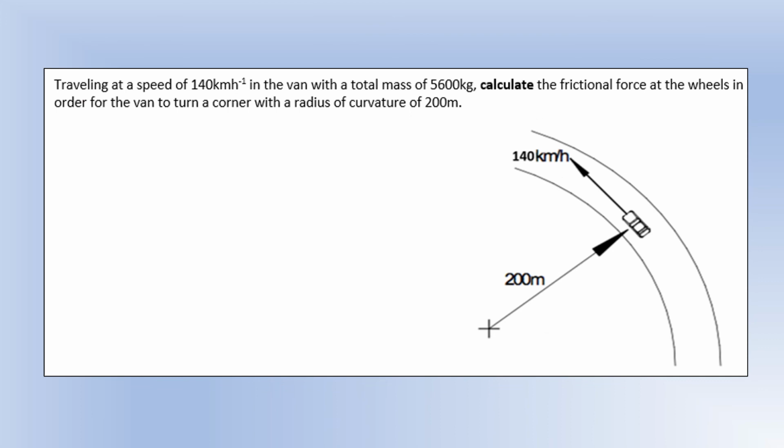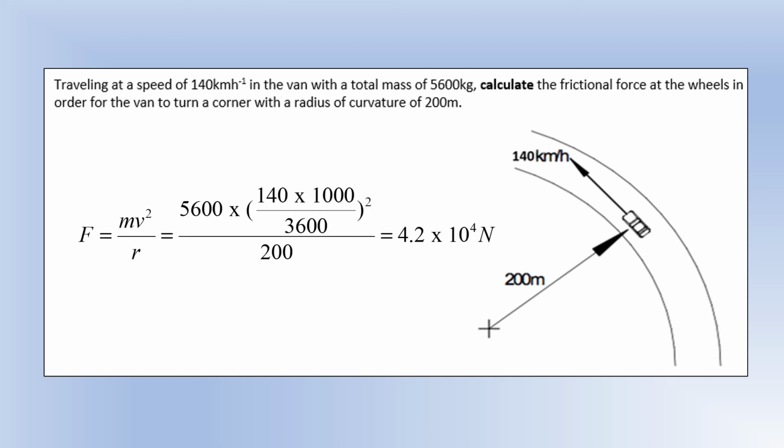Okay, so traveling at a speed of 140 kilometers per hour, the van, with all its hostages, etc., has a total mass of 5,600. Calculate the frictional force at the wheels in order for the van to turn a corner with a radius of curvature of 200 meters. So this is a fairly simple circular motion question. We just need to make sure we convert the speed into meters per second, but otherwise fairly easy.